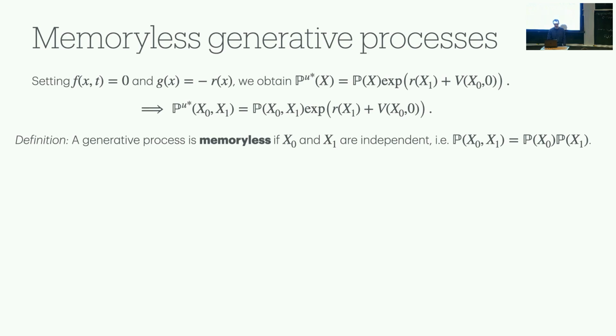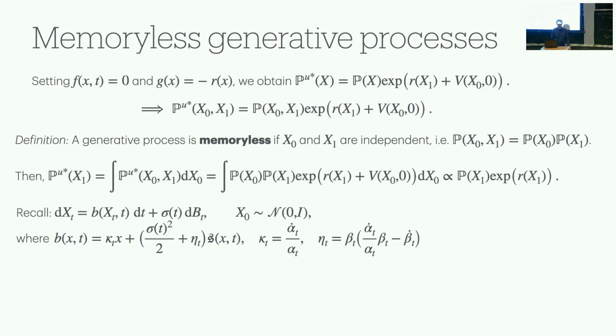The condition that we need to impose is this memorylessness property. So we define a generative process to be memoryless if x0 and x1 are independent. That means that P of x0, x1, the marginal for the two endpoints, decouples into P of x0 times P of x1. Once we have this, you can integrate out x0. If you do that, you can really get rid of it and end up with what we really wanted, which is that P star of x1 is proportional to P of x1 times the exponential of R of x1. And OK, so we know that this is the condition that the base process must satisfy, but how do we actually get this condition to hold?